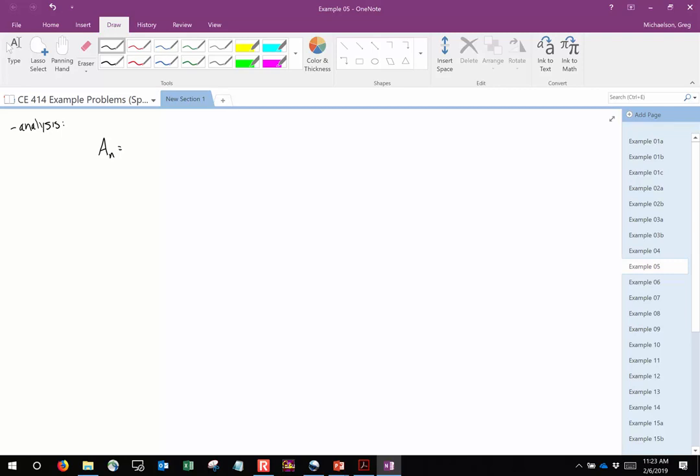Everybody good? All right, net area. How many bolt holes am I going to subtract for the net area on this section? 4, right? Is everybody okay with that?